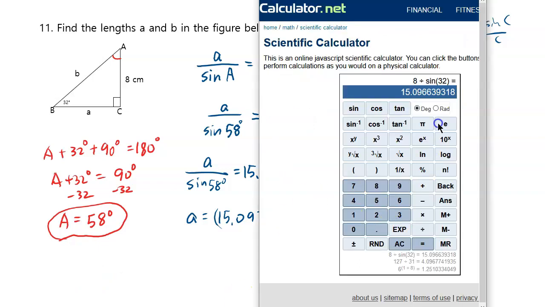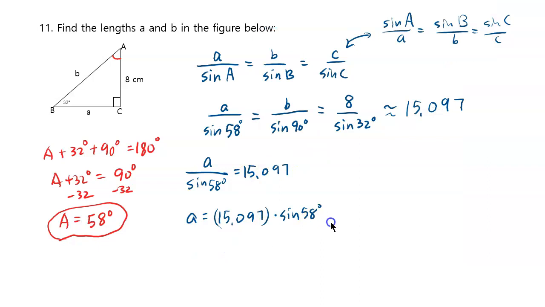So again, 15.097 times sine of 58 degrees. And that's 12.80. Let's just use 4 significant digits. So 12.80 is the value of A.